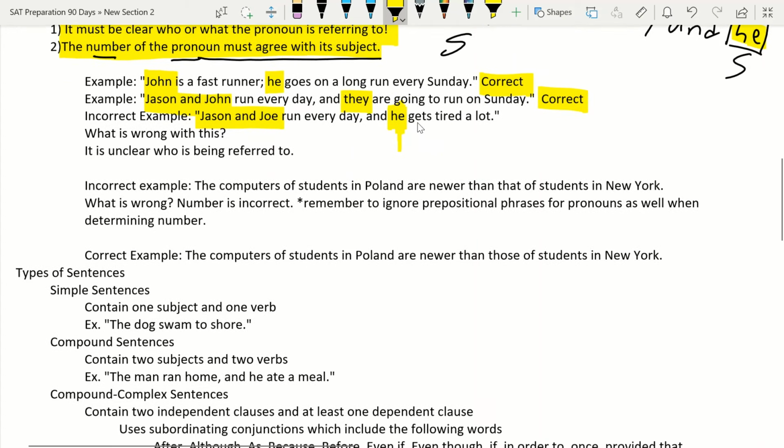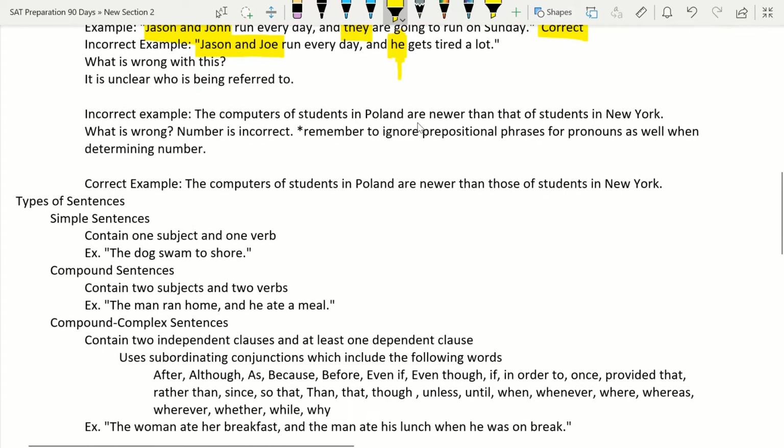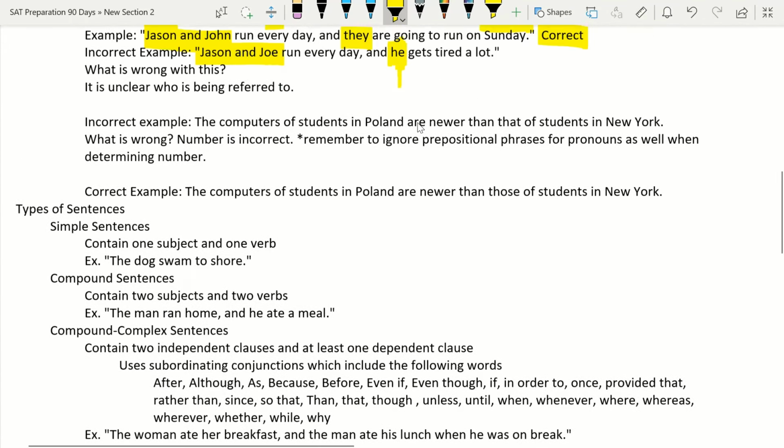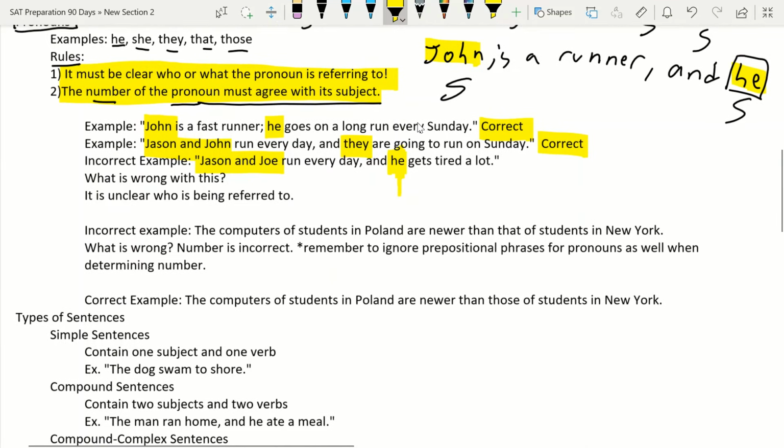So what's wrong with this? It's unclear who it's being referred to. We don't know if it's Jason or Joe. It just says he. All right, so now I'm going to give you an example of pronoun use that is not people but objects, and show you an incorrect example.